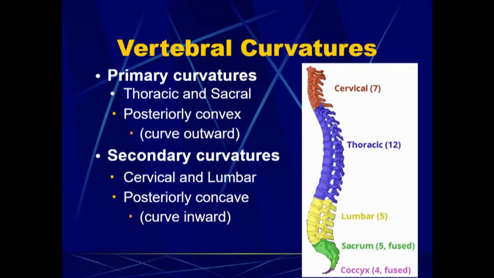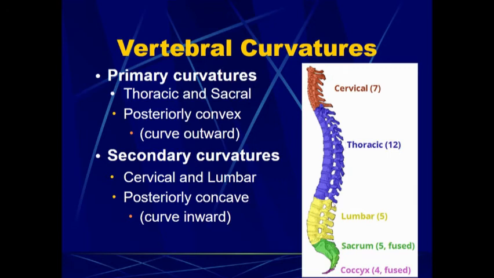Now, your vertebrae have some very specific curvatures to it. The primary curvatures are the thoracic and the sacral. Those are curved posteriorly convex, or they curve outward. And so you can see the thoracic and the sacral have the same basic curvature to it. The reason they're called primary curvatures is because you're born with those curves in your vertebral column. The secondary curvatures are the cervical and the lumbar, and those are posteriorly concave, or those curve inward.